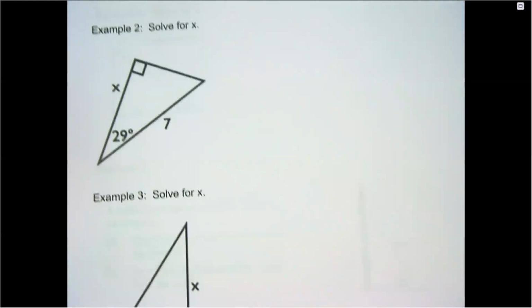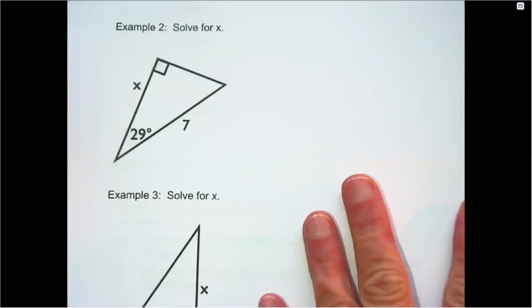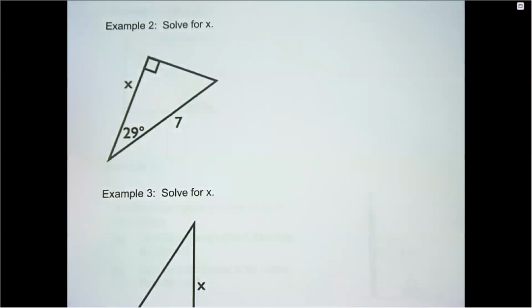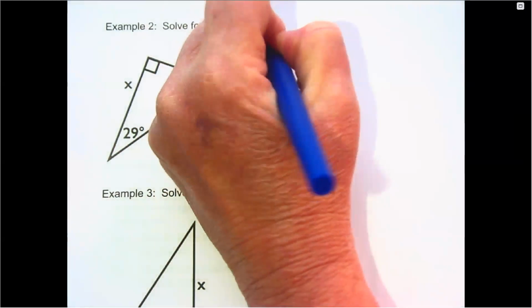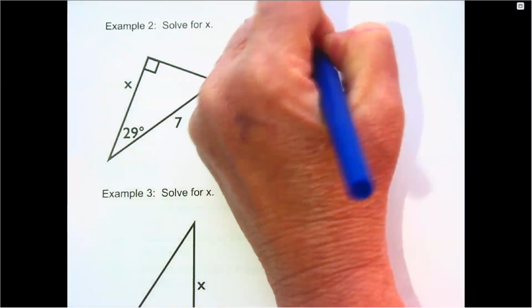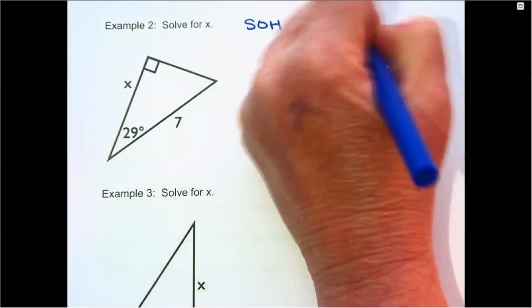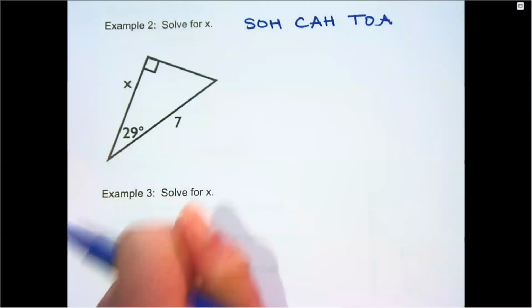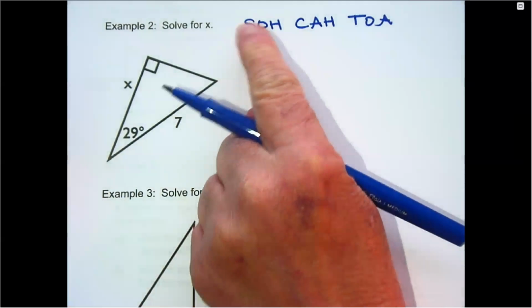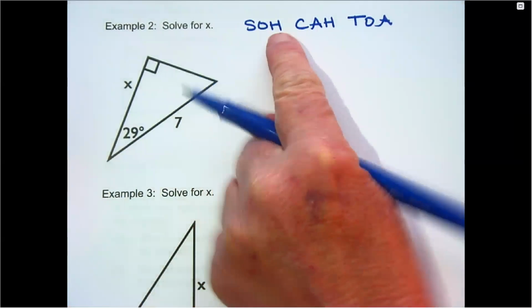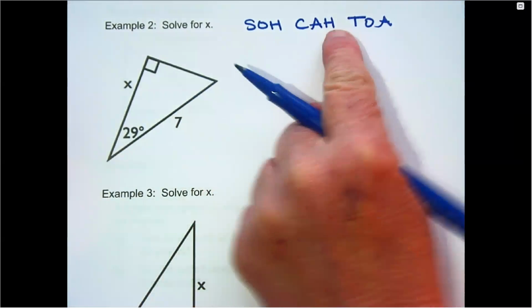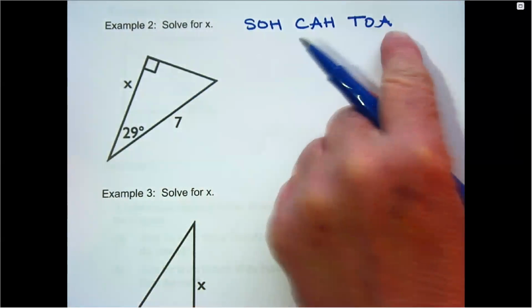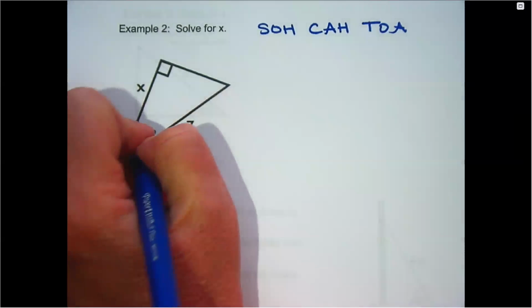Example 2. It's another X problem. Solve for X. I am again going to come up here and write SOH CAH TOA, because that's going to help me know what to do. That's what I want to memorize. Sine means opposite over hypotenuse. Cosine means adjacent over hypotenuse. Tangent means opposite over adjacent. And I'm working with this angle.